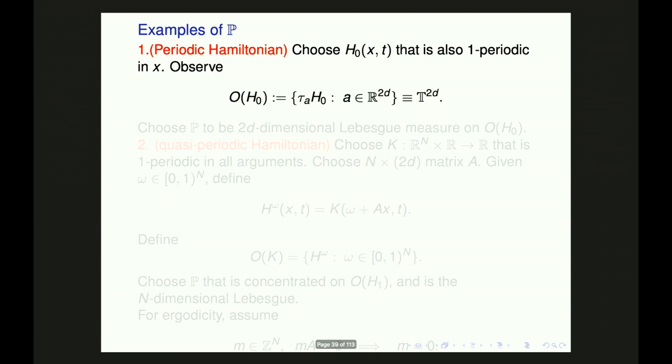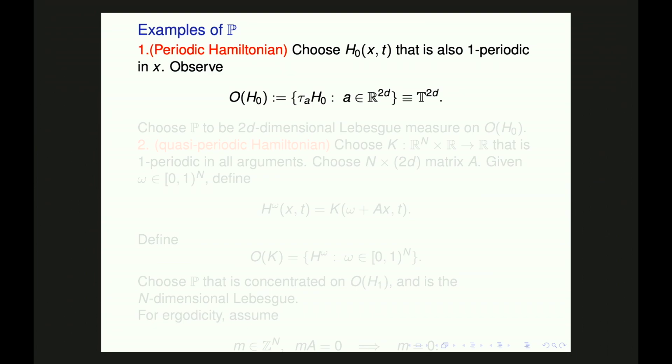Let me start with a trivial example. One example of this stationary probability measure is that you start with a periodic Hamiltonian. So now the Hamiltonian is periodic also in the space variable. Every coordinate of x, h is periodic there. So you start from h0 and then translate h0. Since this is periodic, after 1 unit of time in every coordinate, you're back to where you started. So if you think about it, the orbit of this Hamiltonian is isomorphic to a torus, a 2D-dimensional torus.